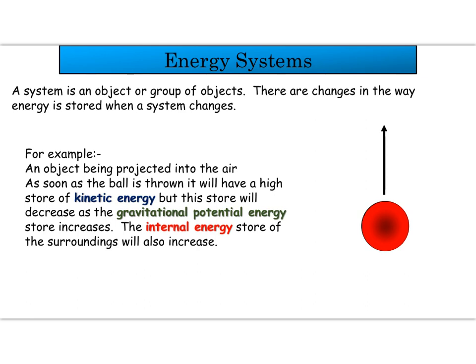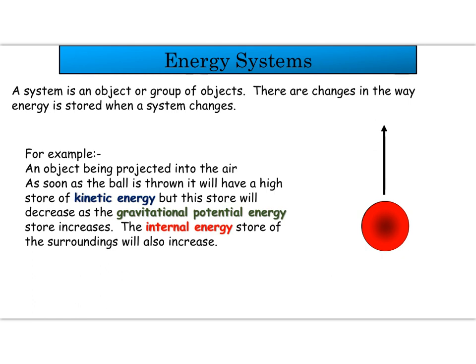We could also take into account the person throwing the ball now and look at their system. So the person who's throwing the ball, well, they have a store of chemical energy inside their bodies. That chemical energy will decrease, and the decrease in chemical energy will be equal to the increase in the kinetic energy as the ball is thrown upwards.